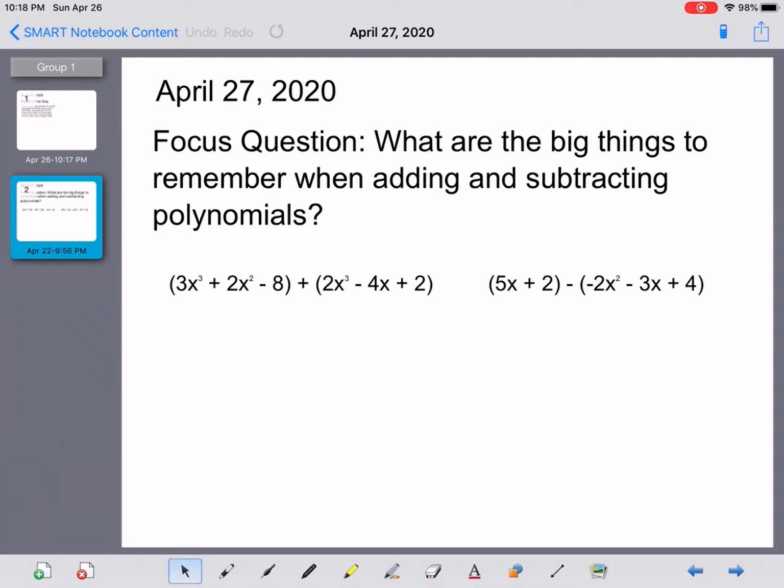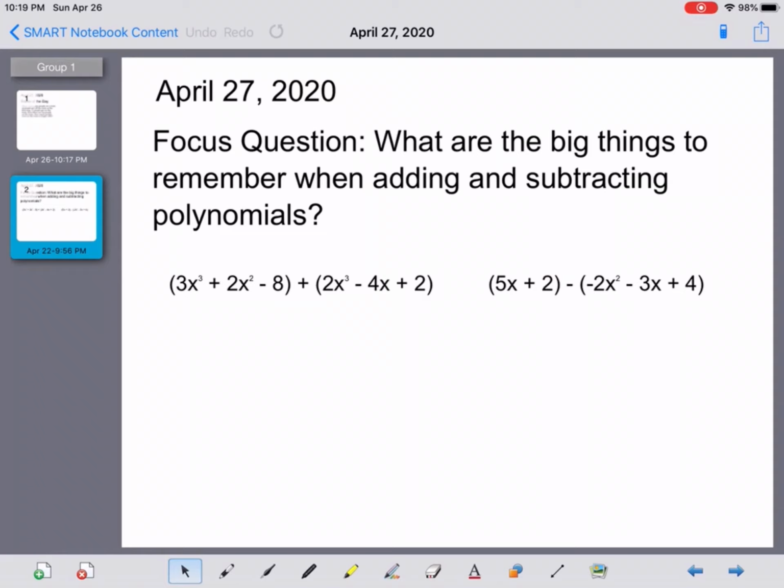All right, focus question today. What are the big things to remember when adding and subtracting polynomials? Remember, polynomials is really just a fancy name for expressions. Last week we talked a little bit about how to name polynomials, about the degree of polynomials, writing polynomials in normal form, and we went into adding and multiplying polynomials. Today we'll talk more about adding and subtracting, but the real focus here and the more difficult part is subtracting polynomials.